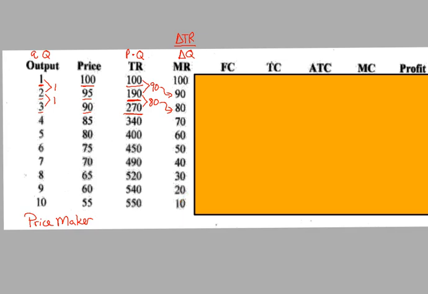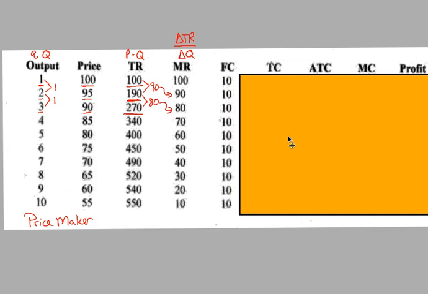The next column that I give you are the fixed costs. Now, I don't really care about the fixed costs. I'm going to ignore them right now.